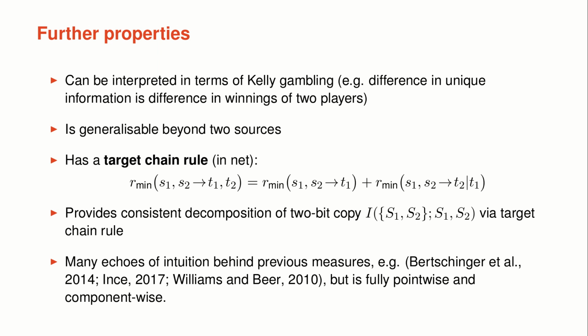Finally, there are many echoes of the intuition we've provided here behind the previous measures from Bertschinger and company, Ince, Williams and Beer. What's different is that we've been able to apply that intuition in a fully pointwise manner and on a component-wise manner for both the specificity and ambiguity, and that's what allows us to go further than those previous approaches, for example, in having a target chain rule.